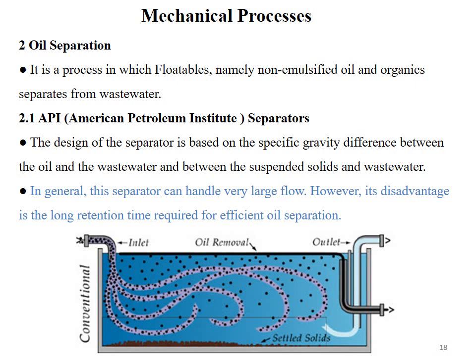A conventional API separator is shown in this figure, where from the inlet, from the left side as shown in this figure, raw water or wastewater is added, and sufficient time is given in this tank to settle down the solid particles, and to float the oil particles or non-emulsified particles. And this oil is then collected in a pipe which is adjusted on the surface of this tank, and then this oil is sucked out from this pipe.